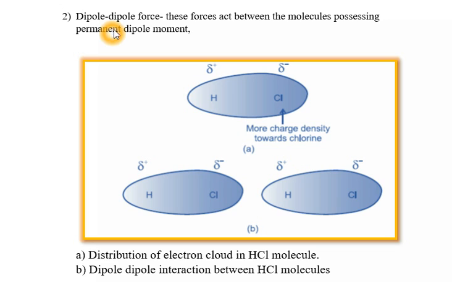The next type of van der Waals force is dipole-dipole force. These forces act between molecules which possess a net dipole moment, or a permanent dipole moment. These are present between polar molecules. Here you can see, for example, HCl, in which hydrogen has a delta plus charge and chlorine has a delta minus charge.